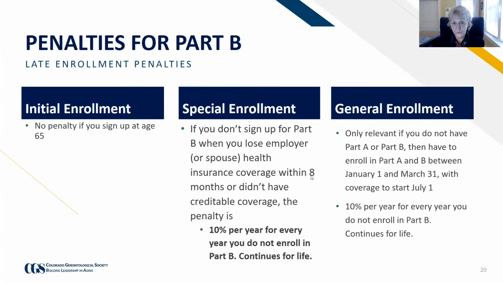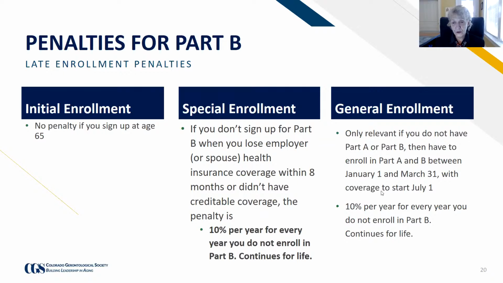So if you mess up this 8-month window, or you don't do the delay properly during the initial enrollment, and you flip back over here to the general enrollment, then that is the penalty of 10% per year after you're able to enroll between January 1 and March 31, and then coverage starts July 1.